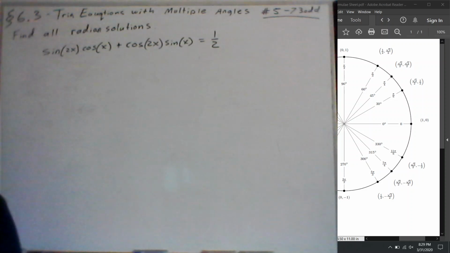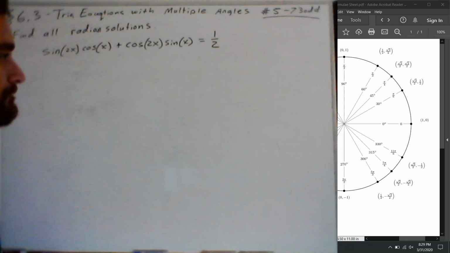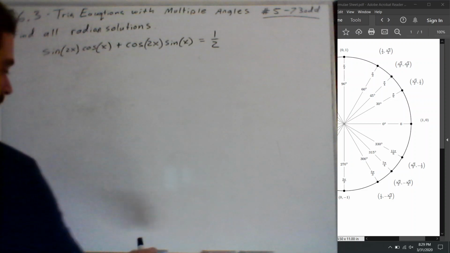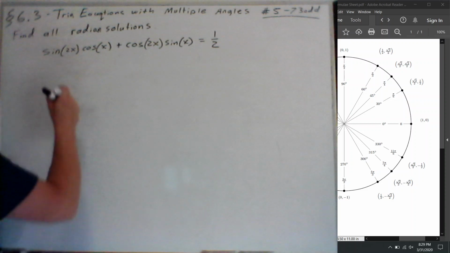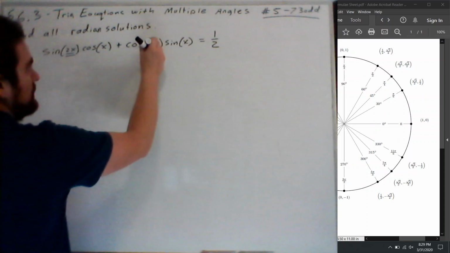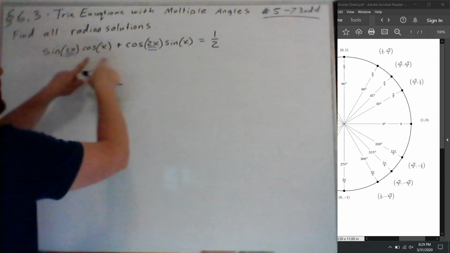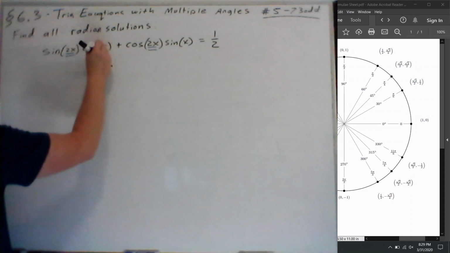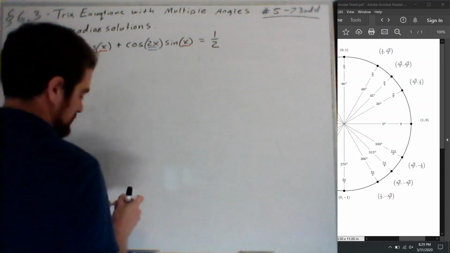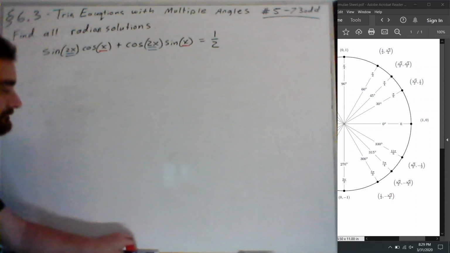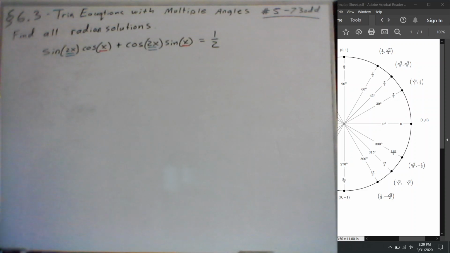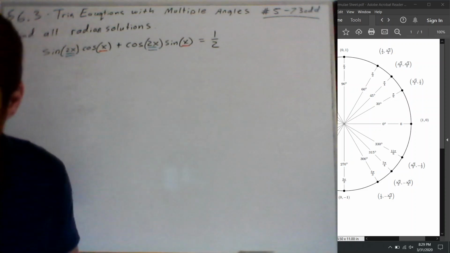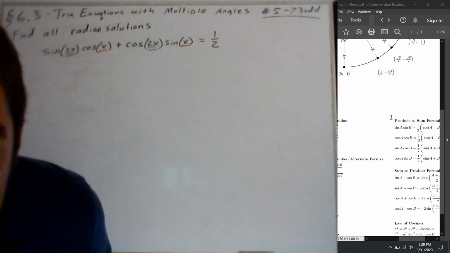Let me put that right back there. So let's say they give us something like this. Now be careful because we've got some double angles. One of them's in the sine function, one of them's in the cosine function, oh boy. And then we've got these single angles, just x, x. There's a trick out there that we need. Actually, I'm glad I have this pulled up.